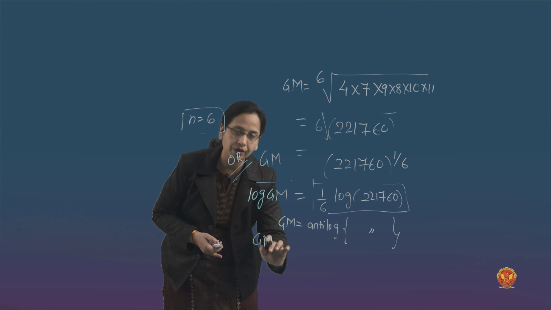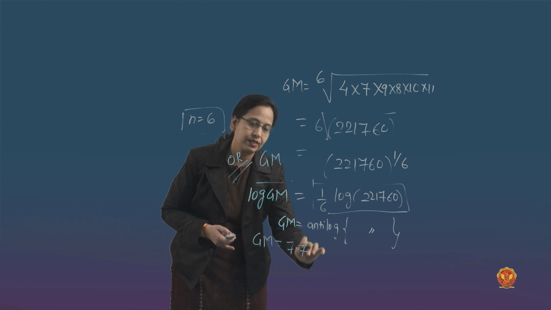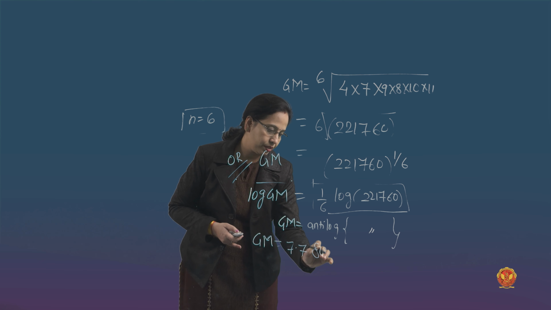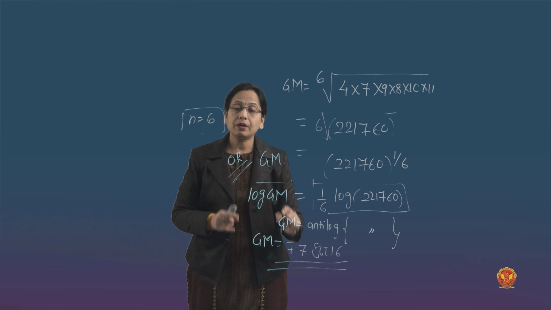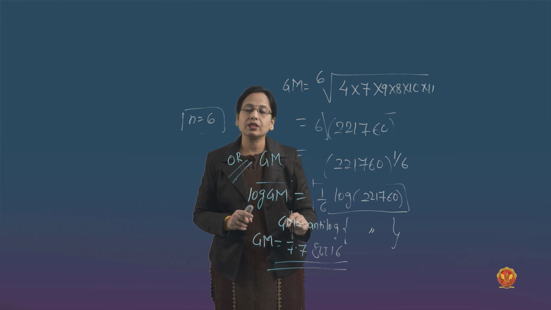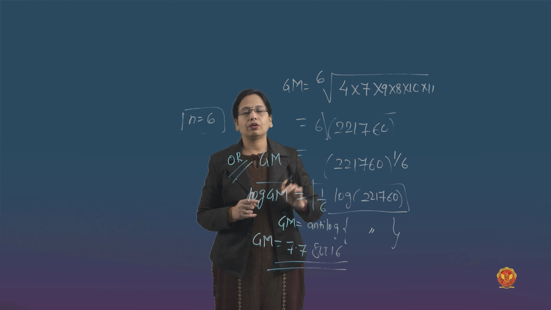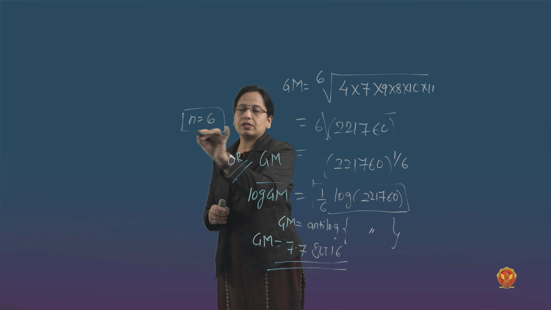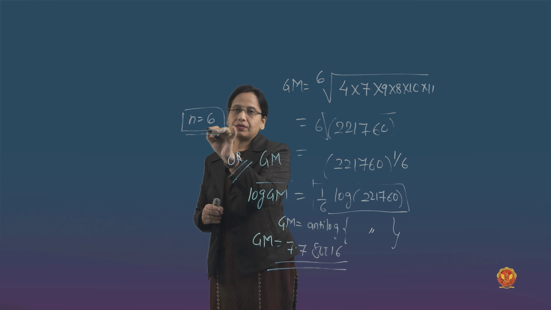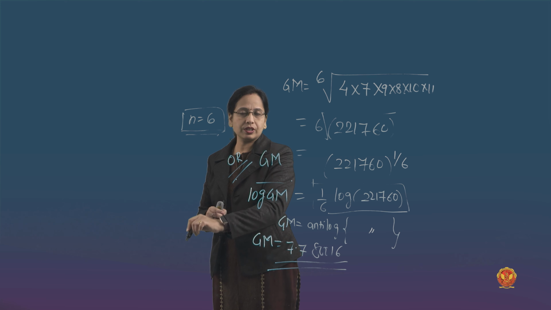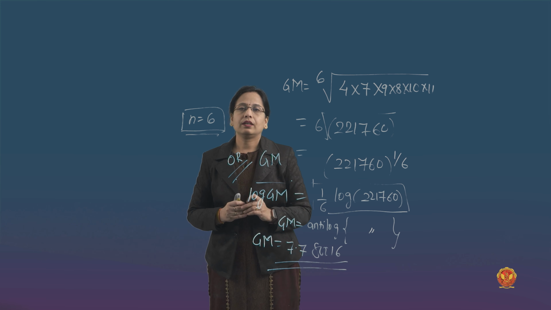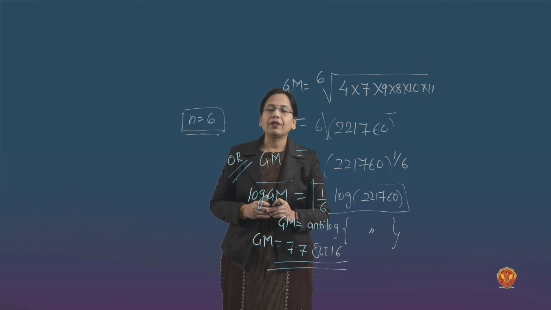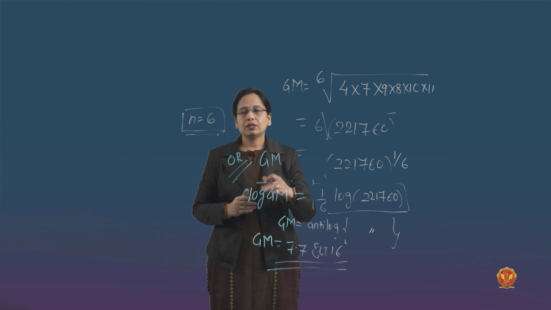In both cases, the geometric mean will come out to be 7.780016. What is this? This is the average percentage increase in the net worth of the company over the 6 years. They have given the net worth of each year and you have to identify the average increase in the net worth. So this is the way the geometric mean can be applied in such cases.